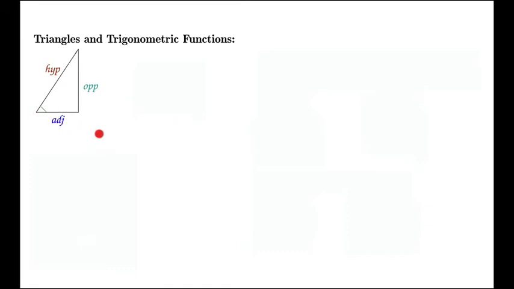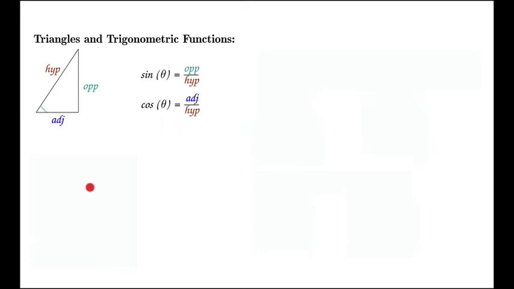Our two base trig functions are sine of theta and cosine of theta. Sine of theta is defined to be the ratio of the length of the opposite side of the triangle with the hypotenuse of this triangle. There's a similar definition for cosine of theta that defines it as the ratio of the length of the adjacent side over the length of the hypotenuse. So these are our two base trig functions.